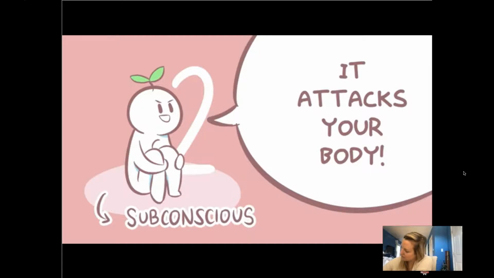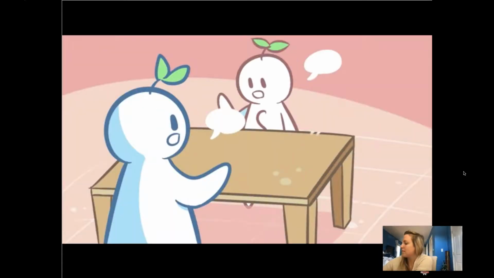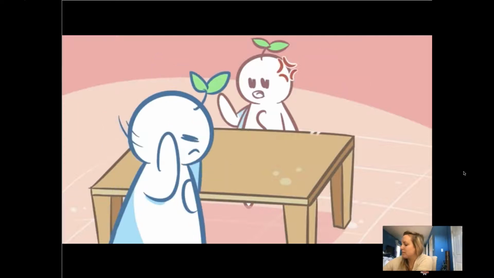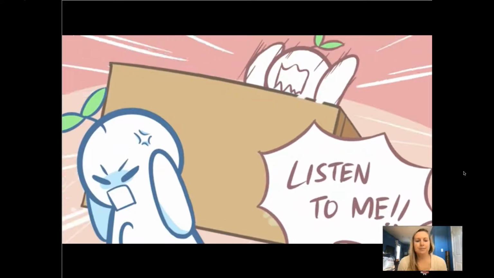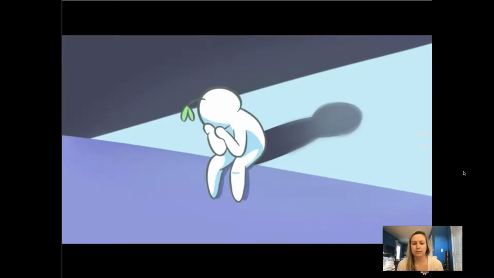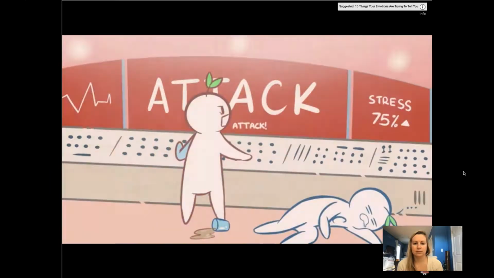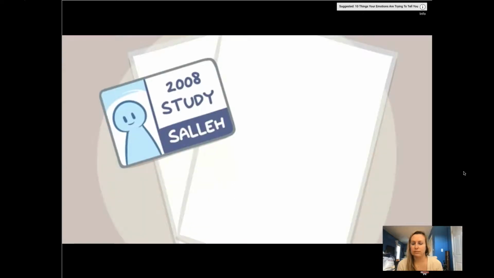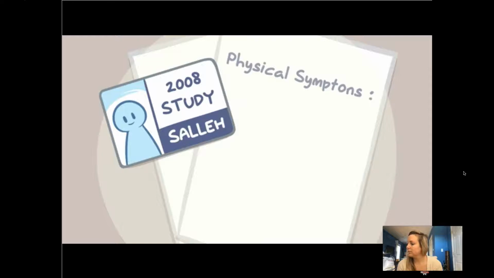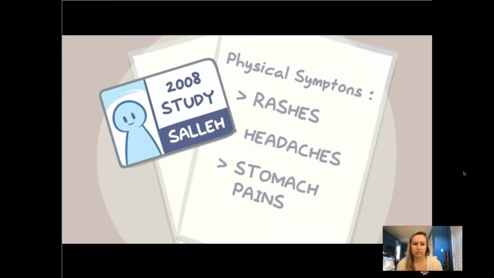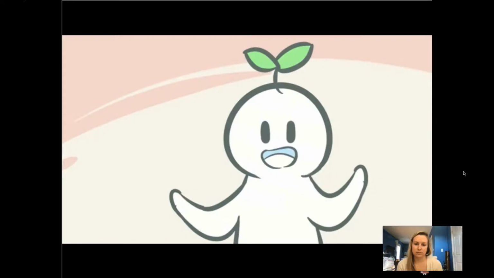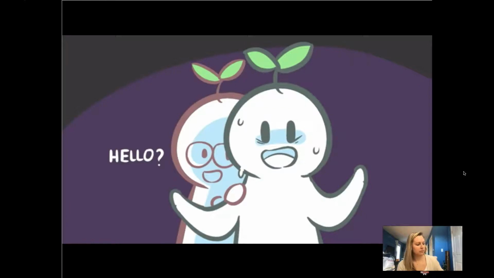2. It attacks your body. The conscious and subconscious parts of your brain communicate regularly, but sometimes your conscious mind stops listening. When that happens, your subconscious will do anything to be heard. Let's say deep down you're feeling tense and anxious. If your conscious mind is ignoring those negative feelings, your subconscious may communicate stress by attacking your body. According to a 2008 study, your subconscious can create any number of physical symptoms, including rashes, headaches, and stomach pains. Remember that your subconscious creates over 95% of your brain activity. So, if your subconscious wants to be heard, it will find a way.